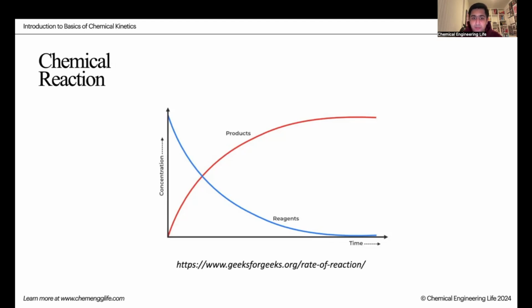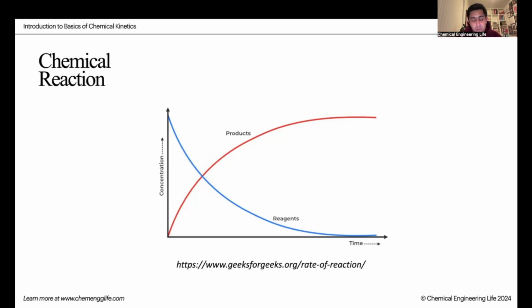So over time, if we plotted a graph of concentration over time for a specific chemical reaction for our reagents and our products, this is what it would look like. Over time, the concentration of the reactants begins to reduce, and the concentration of products starts to increase, up until the point when all of the reactants have been used up. At that point, no more products are being produced because you have used up all of your reactants.